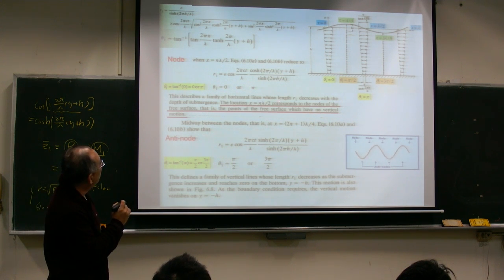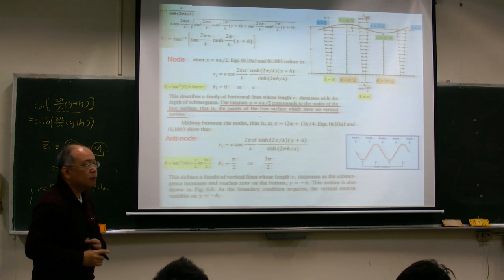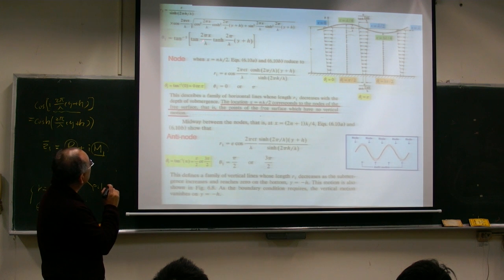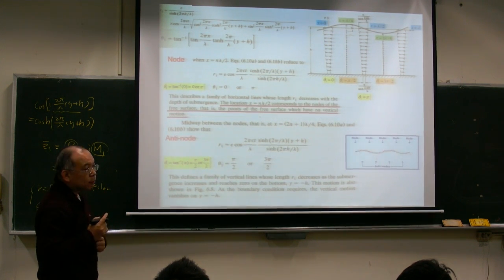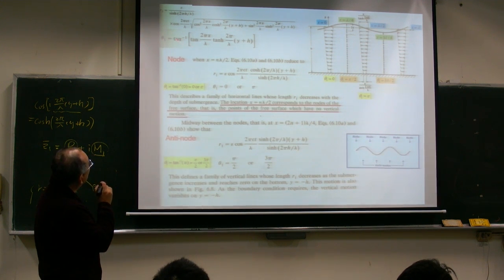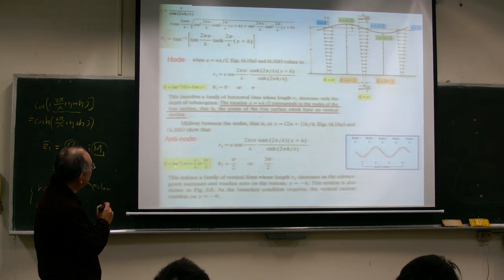As you can see, if you apply x equal to (2n plus 1) times lambda over 4 into our theta 1 formula here, what happened? Here 2 pi x times this gives you infinity, because what is the arctangent of infinity?